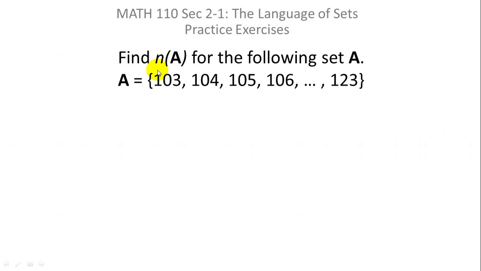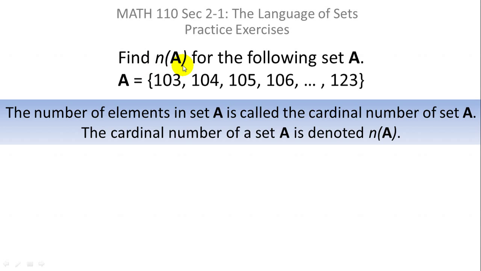Find, now this notation, just to remind you, when you see this small n with parentheses around the name of a set, that means the number of elements in the set. In fact, if you want a formal definition, the number of elements in a set A is called the cardinal number of the set A, and this notation, small n with the set name in parentheses, is what we use to say that. So technically it's the cardinal number of the set, but we usually just say loosely the number of elements in the set.